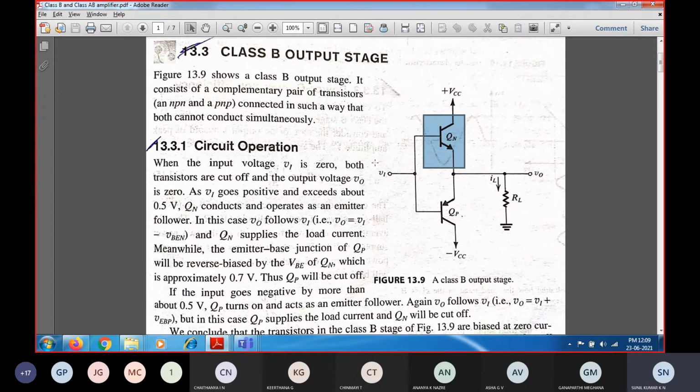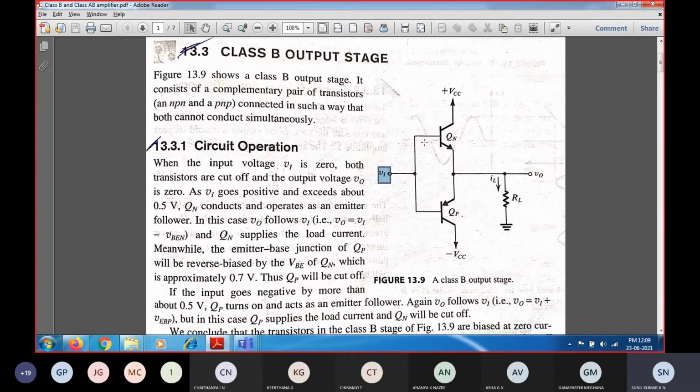Whereas during the negative half cycle of the input, your PNP transistor will be on and the QN transistor will be off. That means the NPN transistor will be off, PNP will be on, and because it is on, it will be operating in the linear region, and hence it acts like another emitter follower. Since it is going to follow, the output is going to follow the input. The output is going to follow the negative cycle of the input signal.